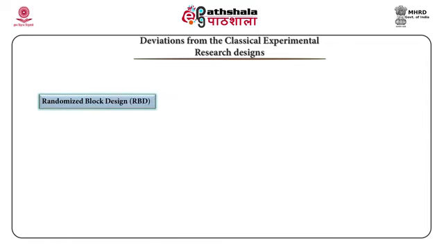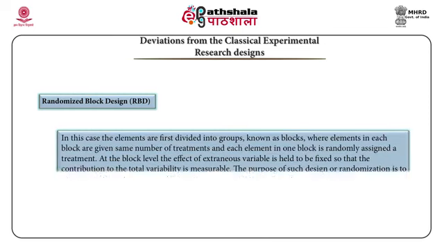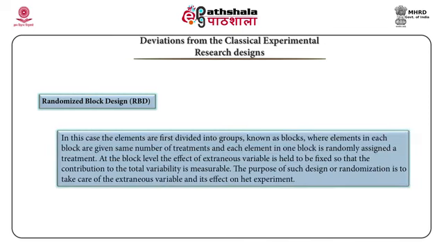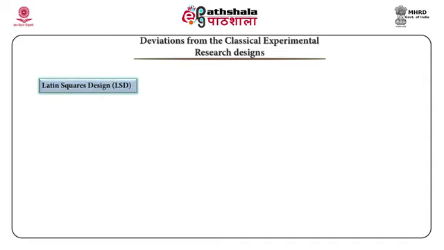Randomized block design, RBD. In this case, the elements are first divided into groups known as blocks, where elements in each block are given the same number of treatments and each element in one block is randomly assigned a treatment. At the block level, the effect of the extraneous variable is held fixed so that its contribution to the total variability is measurable. The purpose of such design or randomization is to take care of the extraneous variable and its effect on the experiment.